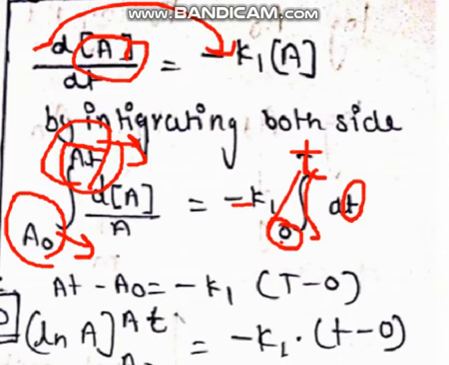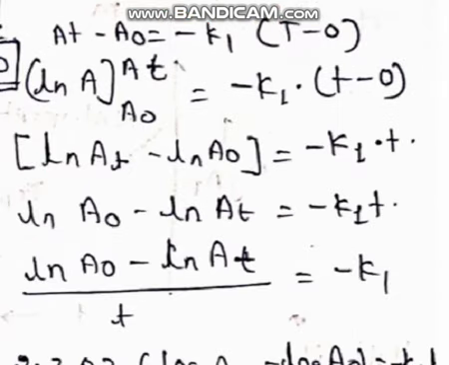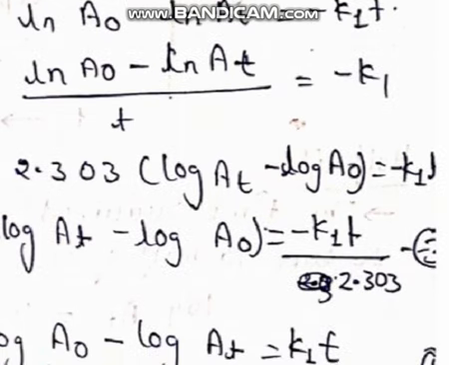So this equation now becomes ln At minus ln A0 is equal to minus K1 (t minus 0). Here ln represents the natural log. So ln At minus ln A0 is equal to minus K1 t. So ln A0 minus ln At upon t is equal to K1. And this is the equation. Here ln represents the natural log.